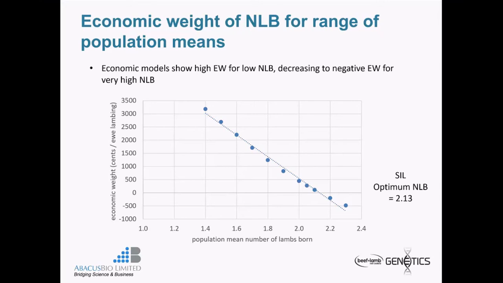So you can see from this graph that actually these very, very highly prolific animals should actually be penalized. They are negative on this economic weight scale. But we don't actually put any penalty on in the CAP reproduction index. So in theory we should, but there are two practical reasons why we don't.